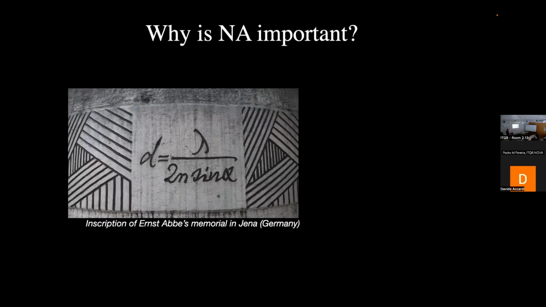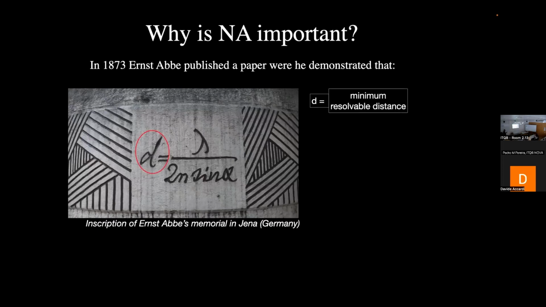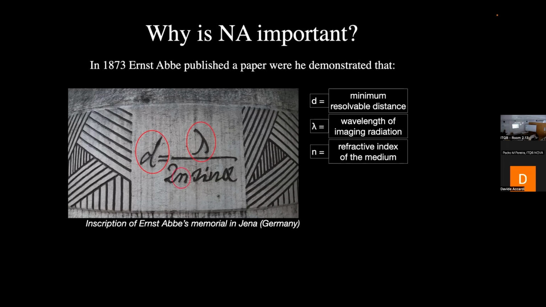Okay, so let's do a small consideration before we go to this question. Why is NA important? So now we are just summarizing. In 1873, as I told you, Ernst Abbe published a paper where he demonstrated that the minimum resolvable distance, which is called d, small d, is equal to the wavelength of the imaging radiation divided by 2 times the refractive index of the medium through which the lens is observing, and the sine of alpha, where alpha is this half angle, the angle between the optical axis, perpendicular to the surface of the specimen that you're observing, and the last ray of light that is accepted by the lens. And what is n sine of alpha if not our numerical aperture? N sine of alpha is numerical aperture.